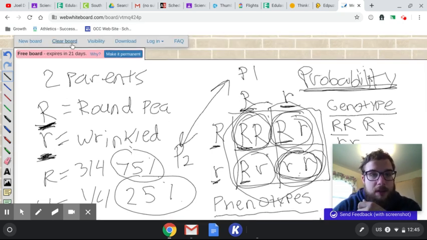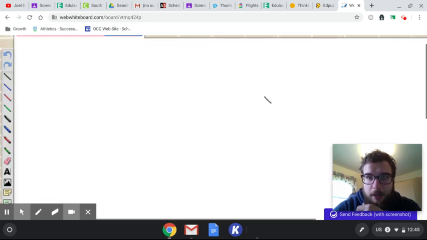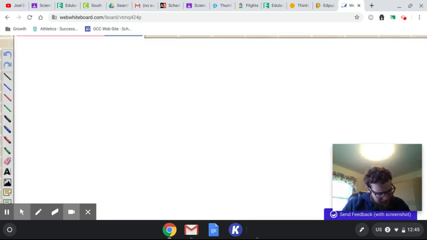So let me clear this board. And then I'm going to turn the page here, and we're going to do, I believe it's guinea pigs. I don't like the guinea pig example. Actually, let's do the one on 342. The one on 343 is basically what we just did, so there's no real reason to do it again.